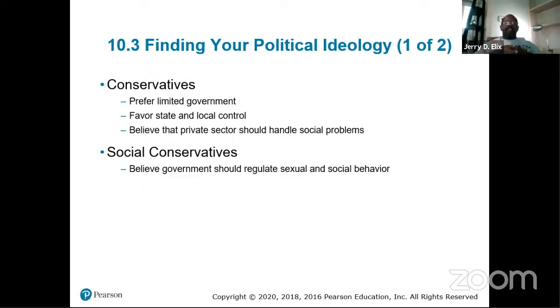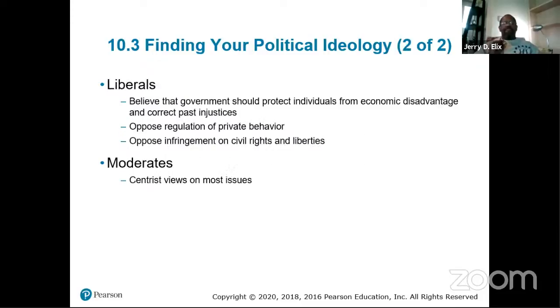So under ideology, we have definition of conservatives. Most conservatives prefer limited government, favor state and local control, and believe that the private sector should handle social problems. Some of this fits me. Social conservatives believe that government should regulate sexual and social behavior. I believe in this just to a very little point.